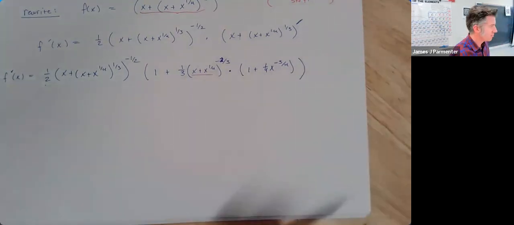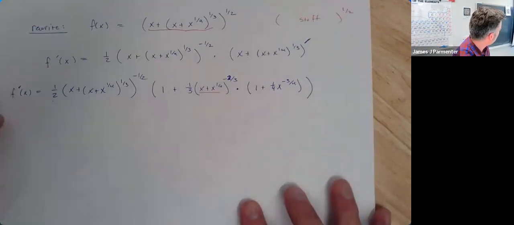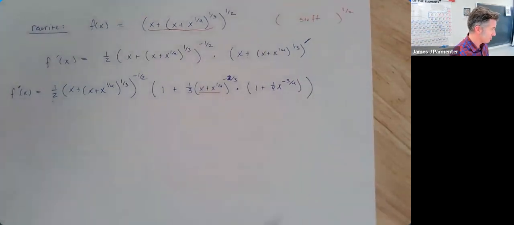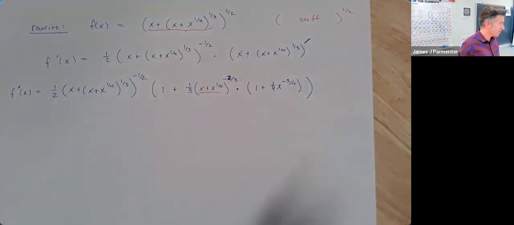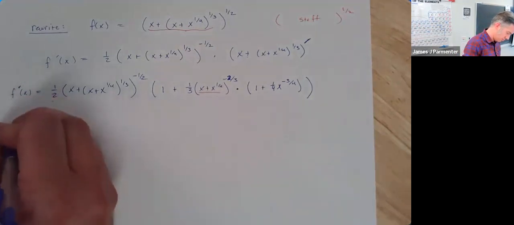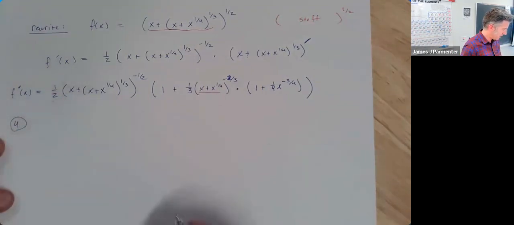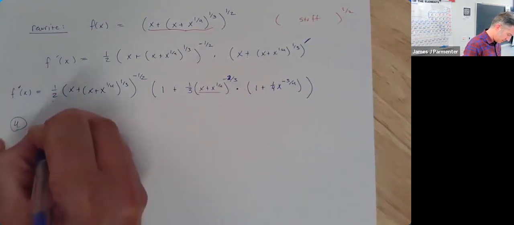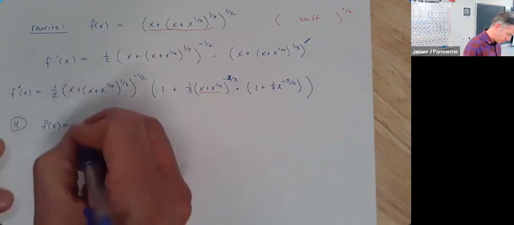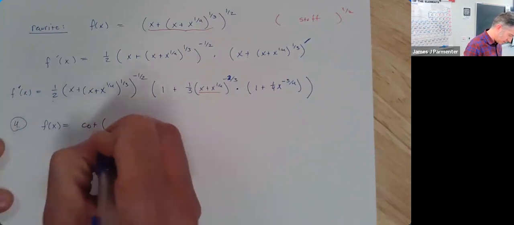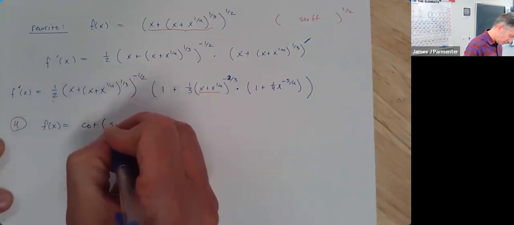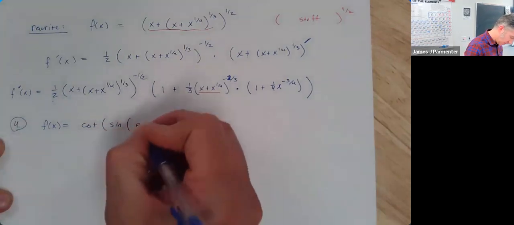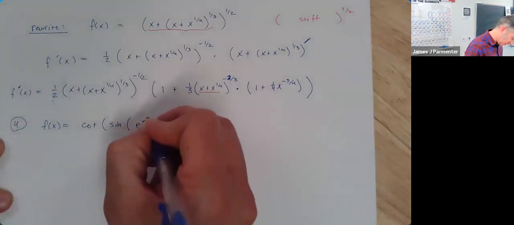A little bit messy. They usually are when you've got chain rules and chain rules and chain rules. Let's look at another example. Say we had something like f of x equal to cotangent of sine of e to the x to the 5th plus 2.